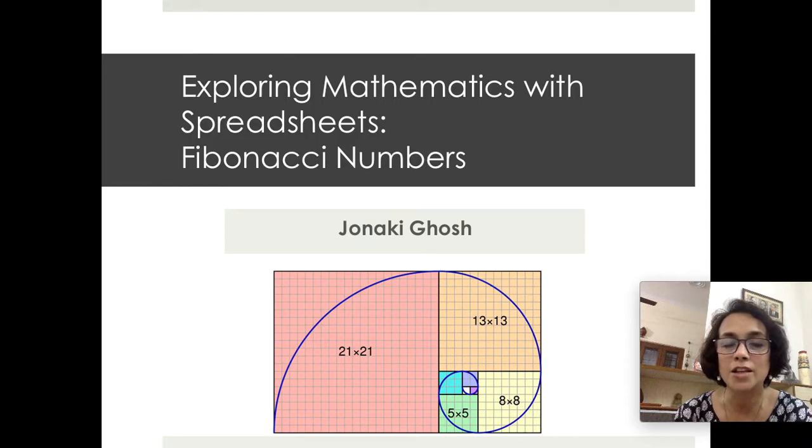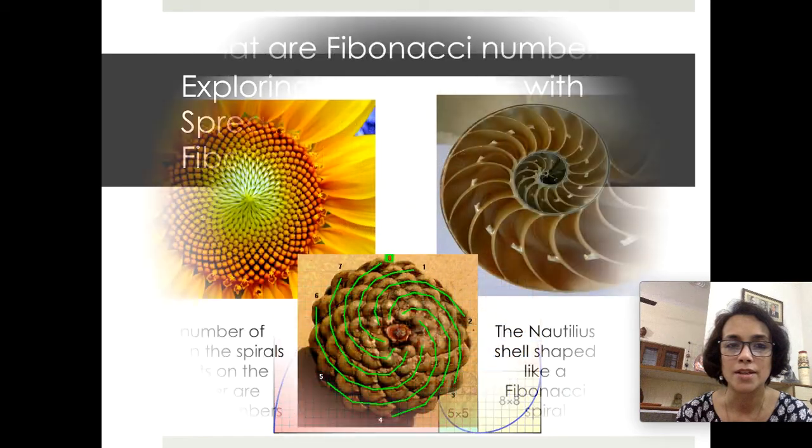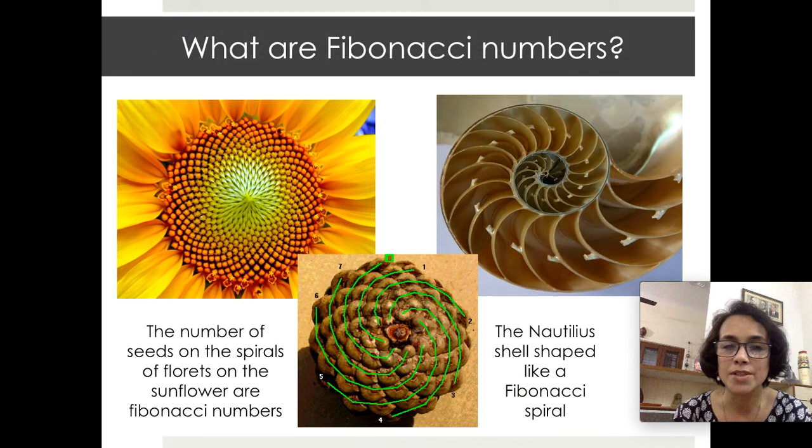Today we'll be looking at the Fibonacci numbers. You must have heard of the Fibonacci numbers. What are these Fibonacci numbers? Well, for one, they do occur in nature. The number of the seeds on the spirals of florets of a sunflower are Fibonacci numbers. If you look at the clockwise and the anti-clockwise spirals along a pine cone, they are also Fibonacci numbers. The Nautilus shell is shaped like a Fibonacci spiral.